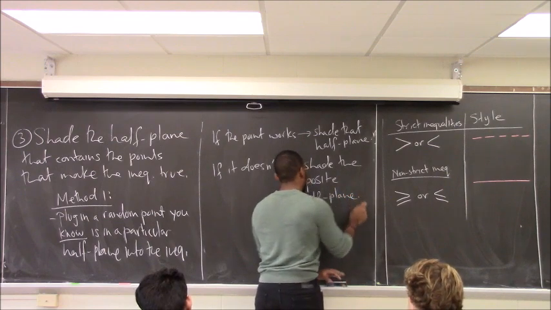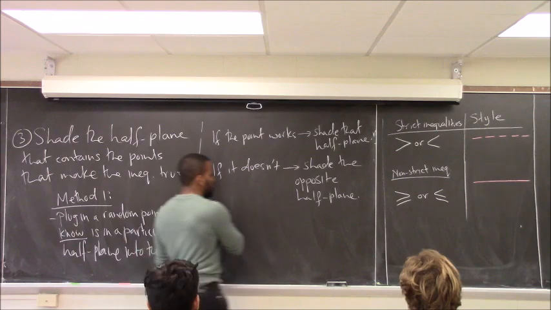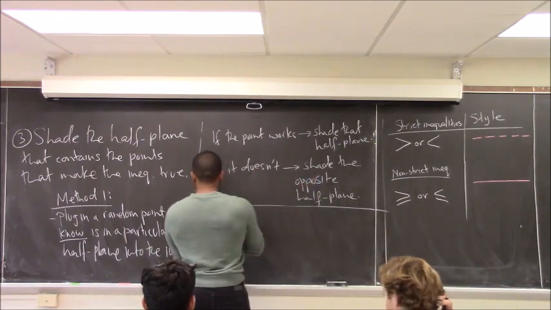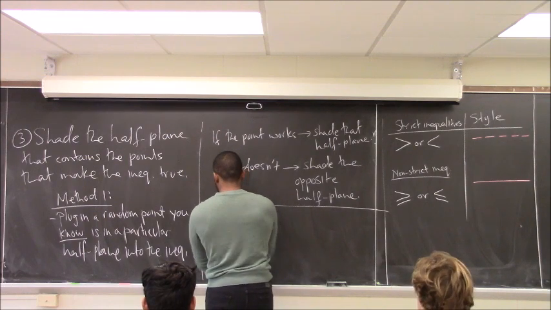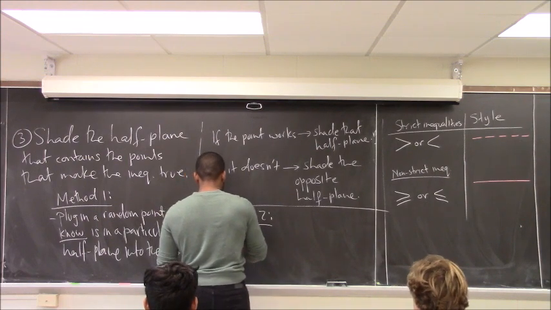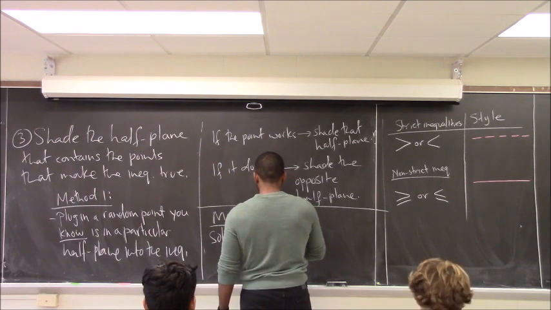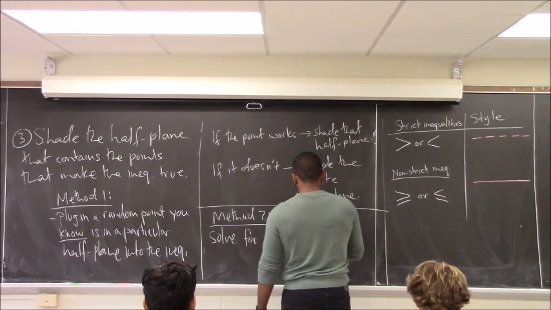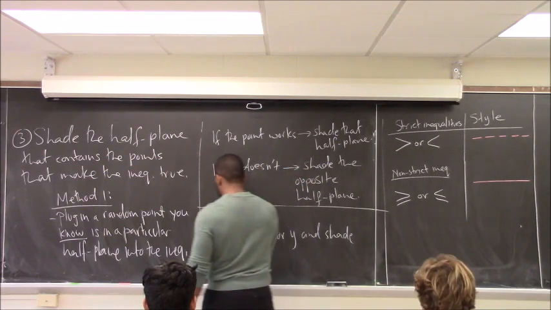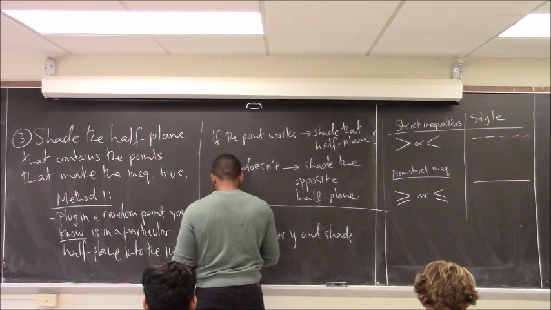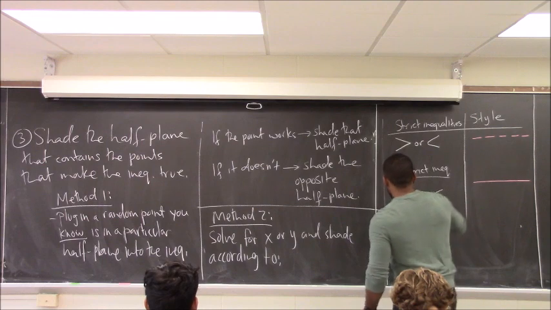We're going to do some examples pretty soon, so don't worry, I just want you to have an idea of what we would be doing. And method 2 for accomplishing this: solve for x or y and shade according to the following criteria.